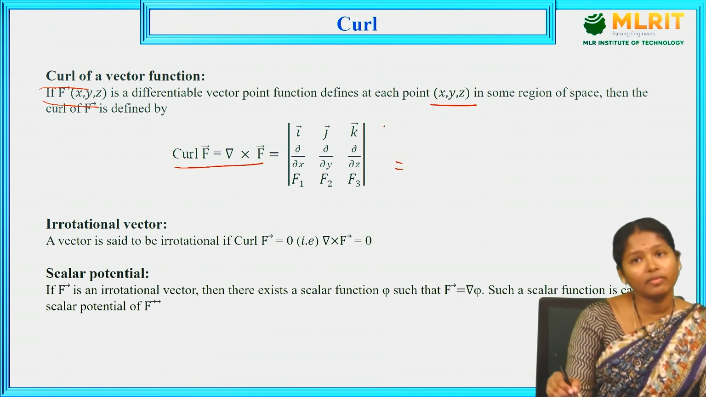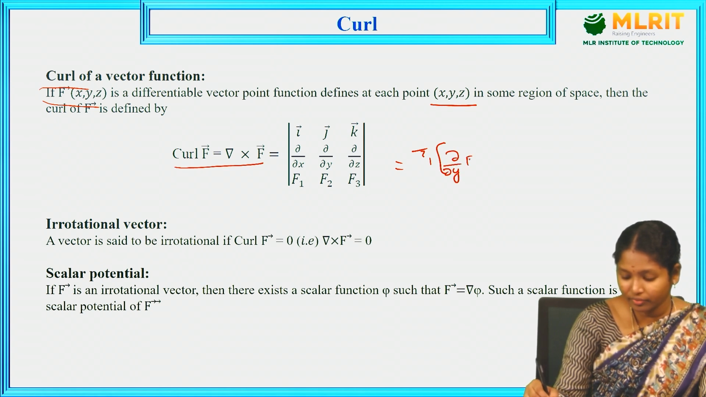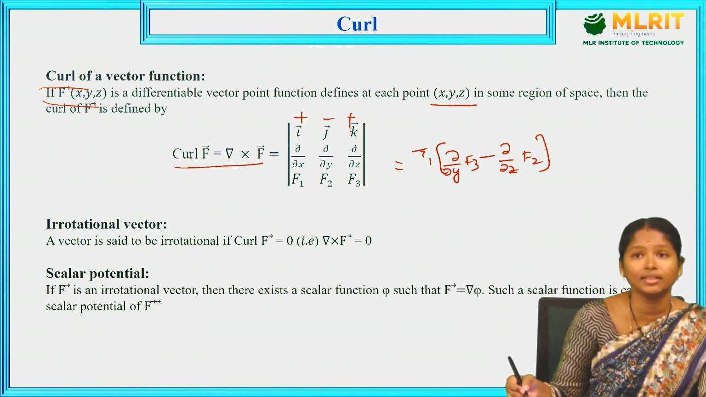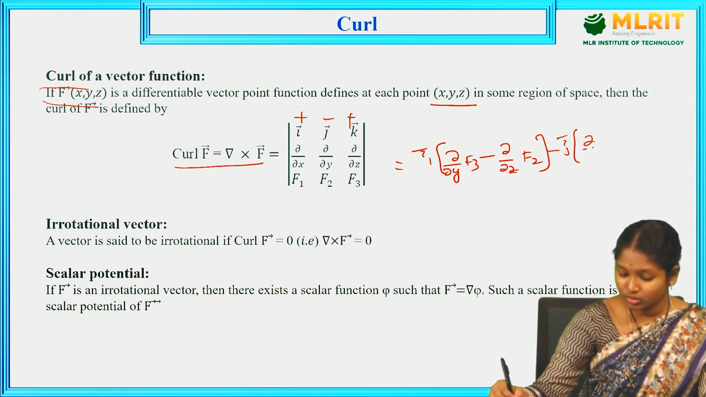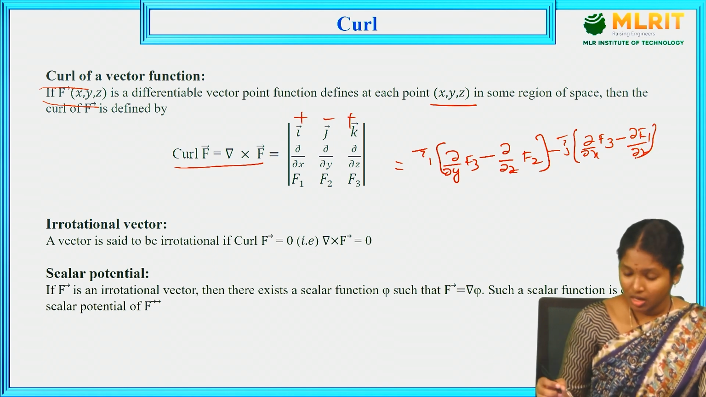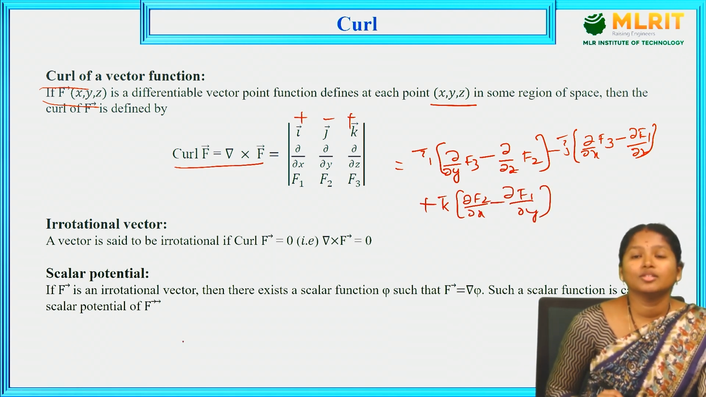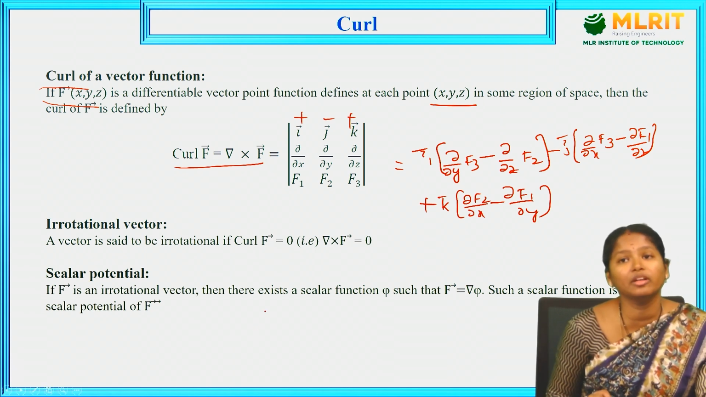So it will be written as i bar into dou by dou y of f3 minus dou by dou z of f2. Here the signs are plus, minus, plus, right? So minus j bar into dou by dou x of f3 minus dou f1 by dou z, plus k bar into dou f2 by dou x minus dou f1 by dou y. Just as in matrices we find the determinant, like that only we will find the curl.